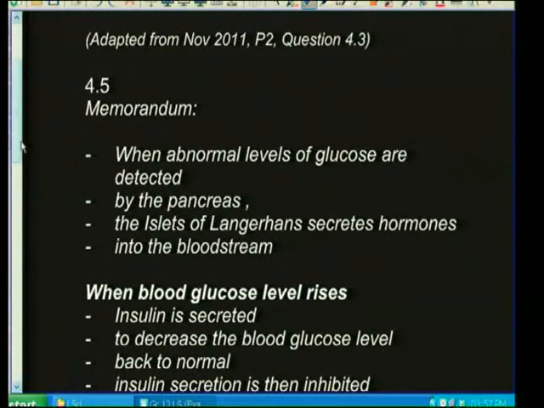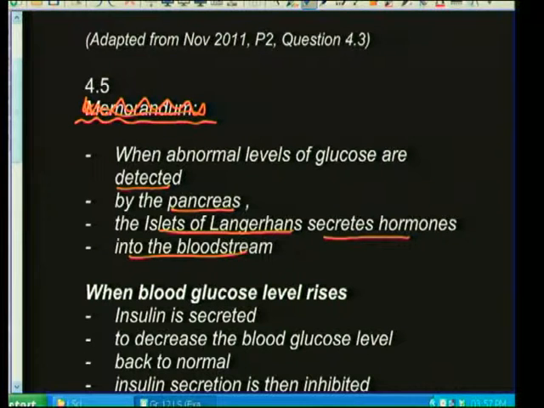So first of all, notice you don't have to write this heading. Sometimes we are afraid to show people things because you're going to write memorandum first. This memorandum is not necessary. That's just for us. Okay? So let's take that out. So here we're saying when abnormal levels of glucose are detected by the pancreas, the islets of Langerhans secrete hormones into the bloodstream. So that is what we are saying there in general. So your first introduction, you're saying that.